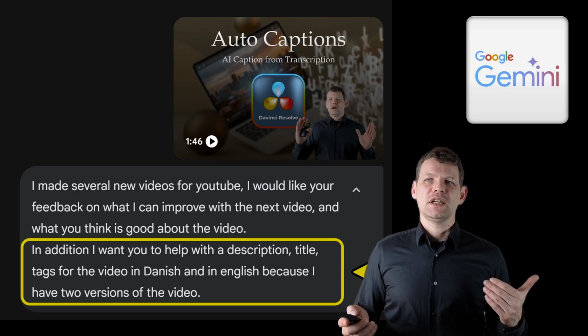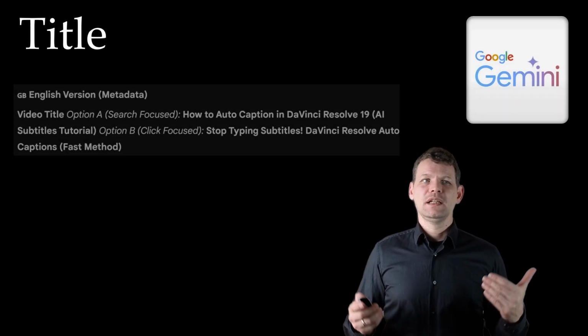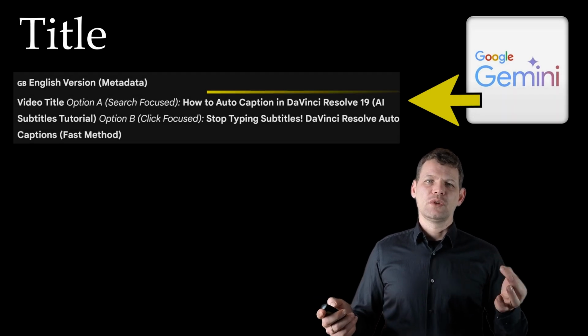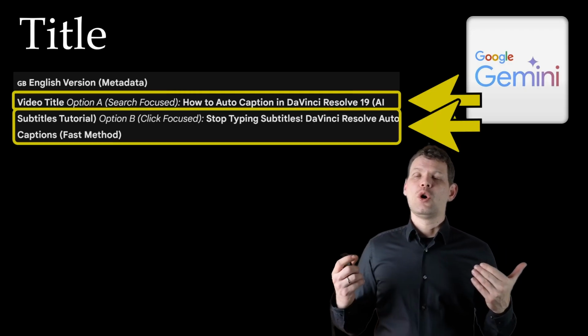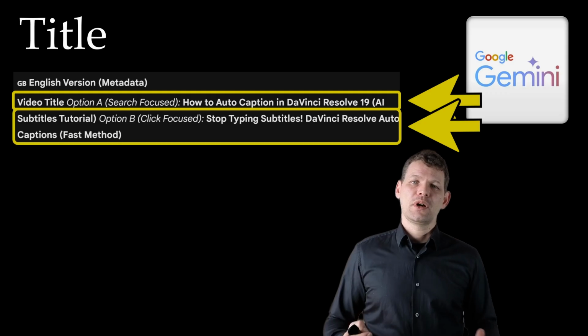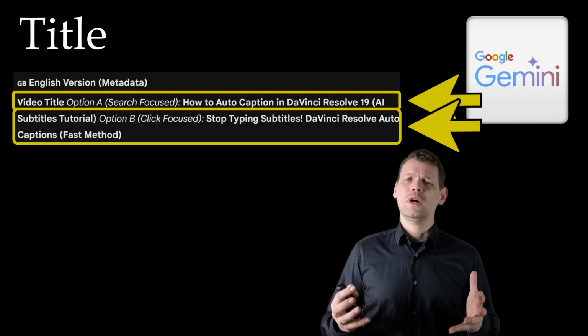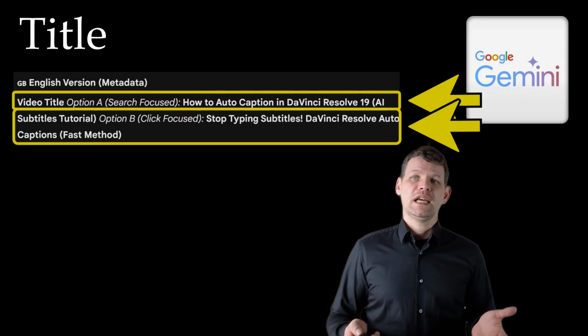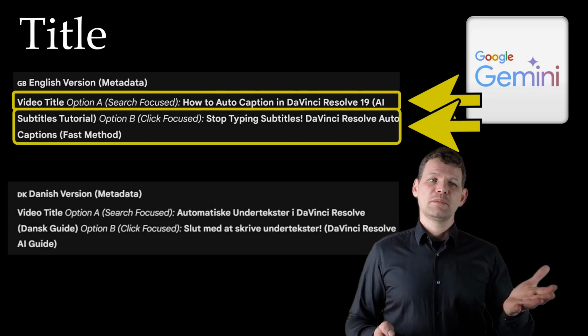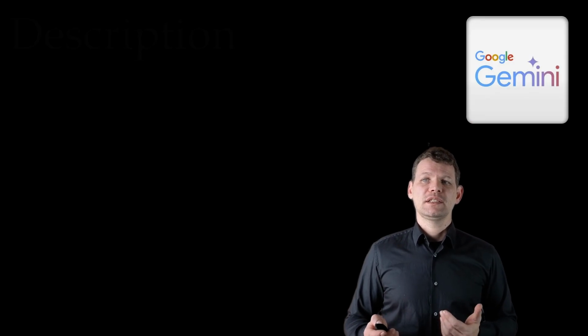Then what Gemini does is that it creates a title for the video. So it has two options, like a search focused and a click focused. And we can always make a secondary prompt, say like, can you bring more options? So maybe you want 5 different title options. You can ask it to make that if you want that. And then because I asked for a Danish version, I get a Danish version.